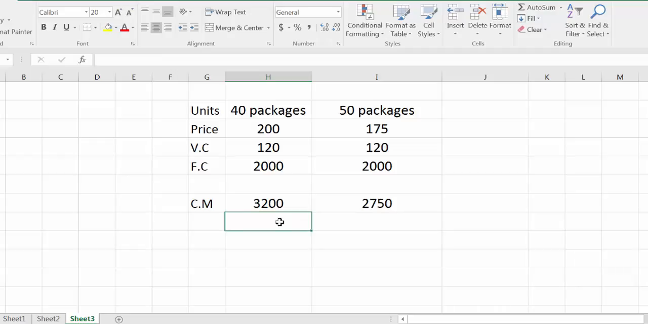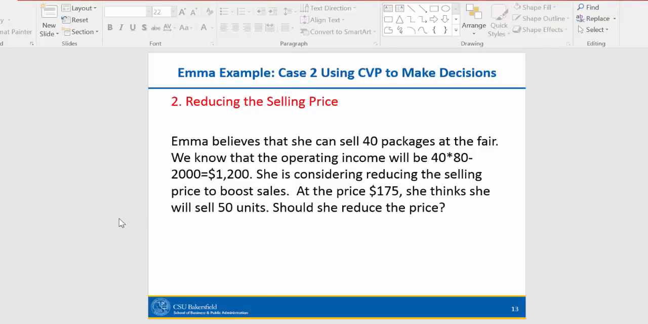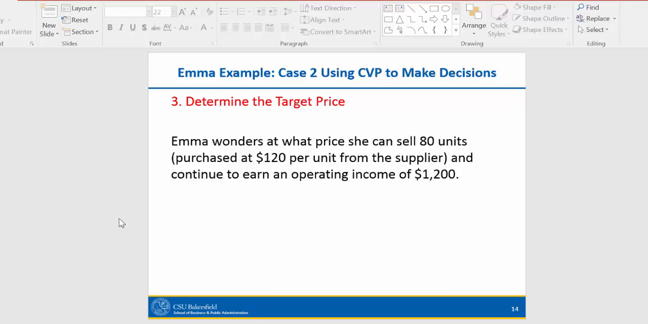So with 50 packages, although Emma sells more, it's not enough to pick up the contribution margin. So the final conclusion is Emma should not drop the price. Emma should stick to the 40 packages. So we're going to keep the 40 packages, keep the $200 price, and drop this option. So this is the second possibility. The third question talks about determining the target price.